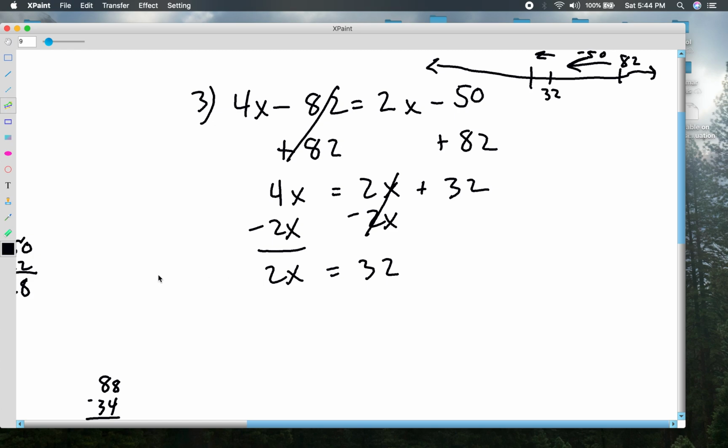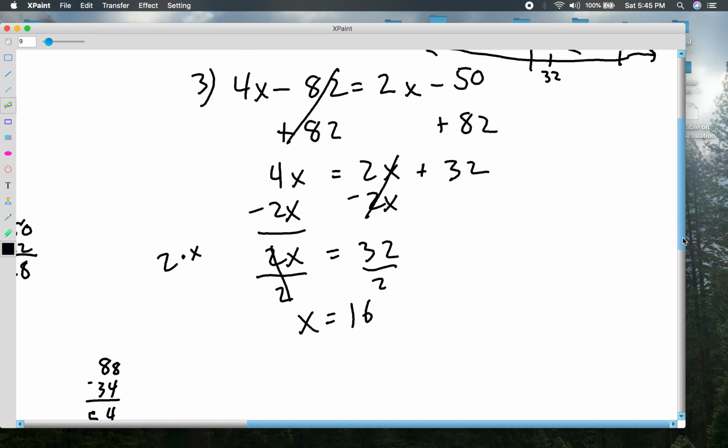What does that 2x mean? All it means is 2 times x. And what's the opposite of multiplication? It's division. The fraction sign is the sign of division in algebra. x equals 16. 32 divided by 2.